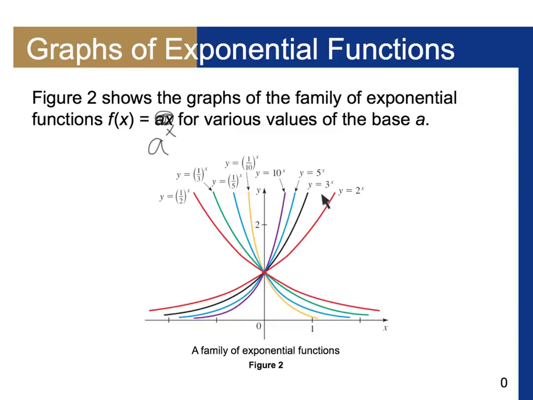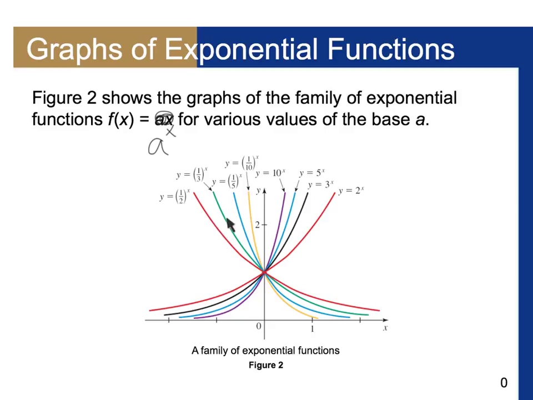So let's focus on this part first, where we have 2 to the x, 3 to the x, 5 to the x, and 10 to the x. And you can see that pattern. It always goes through 0, 1, and it grows faster and faster as you get to higher bases. Okay. Now let's reflect across.